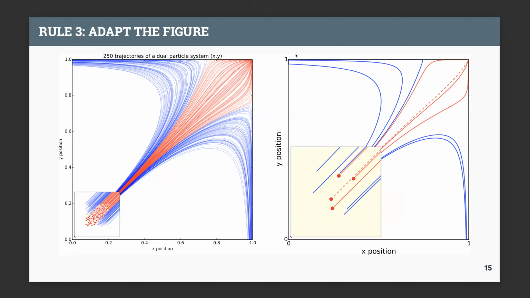The rule 3, maybe this is one of the most difficult, is the idea is to adapt the figure depending on where the figure will be seen.